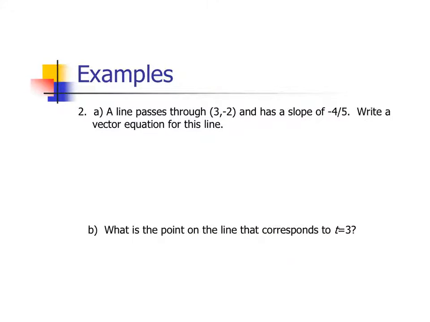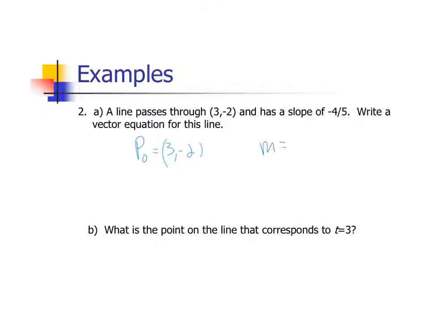So now we can look at an example like this. It says a line passes through (3, -2) and has a slope of -4/5. Write a vector equation for this line. So now we're given information like we would have been in grade 9, but now we have to do vector equations. So again, you always say to yourself, I need position and direction. Position is a point. In this case, we do have a point. It says P naught is going to be (3, -2). So (x naught, y naught) is (3, -2). Now, it gives us a slope of -4/5.